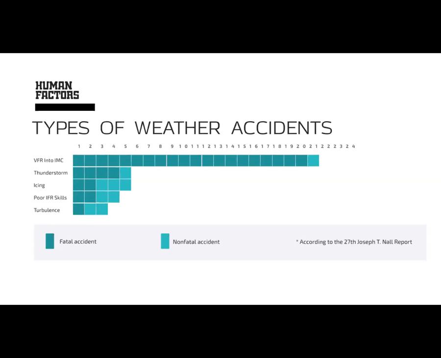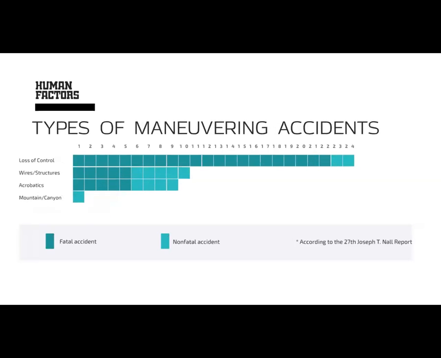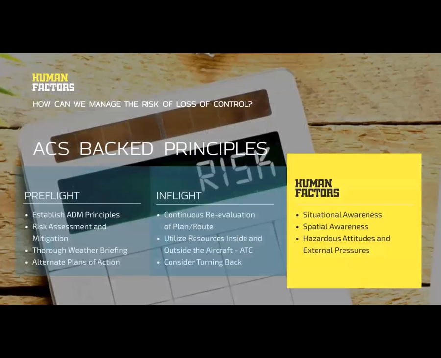In direct correlation, if we move on to the next slide, we can see that, sure enough, when it comes to maneuvering, loss of control, whether that's a stall that leads to an unusual attitude or an unusual attitude due to spatial disorientation, it also has the lion's share when it comes to types of maneuvering accidents as far as total numbers, and certainly also fatal numbers with 22 fatal accidents, 24 total. So we had two non-fatal in 2015.